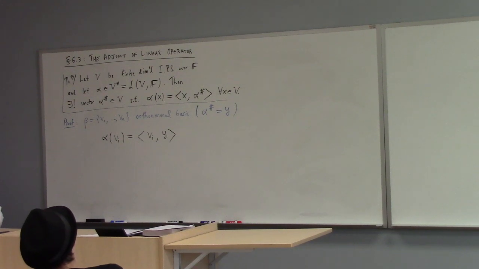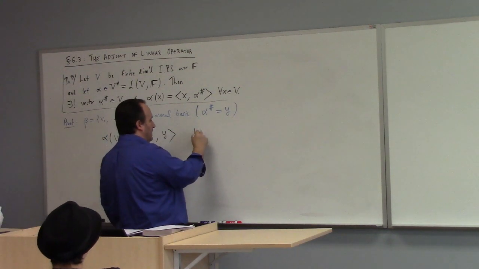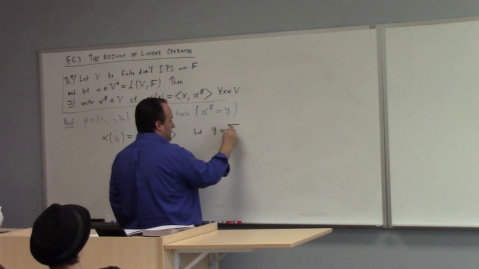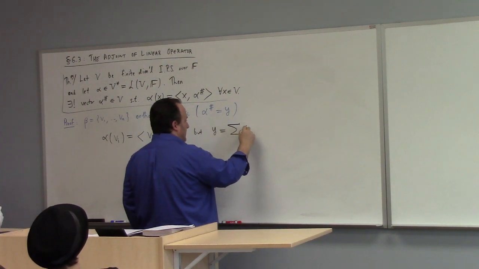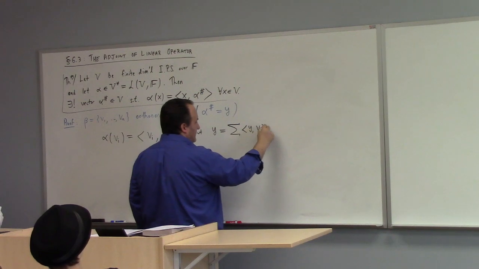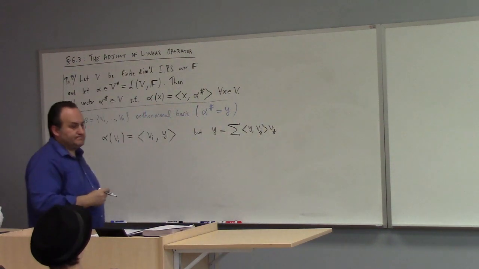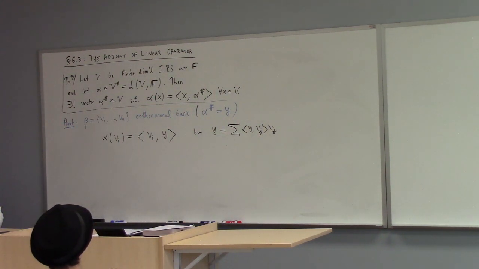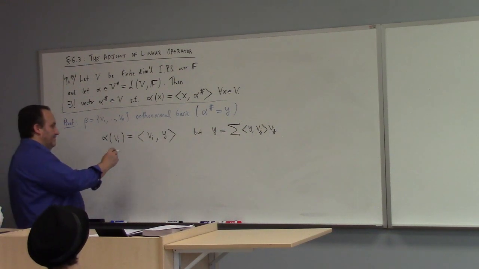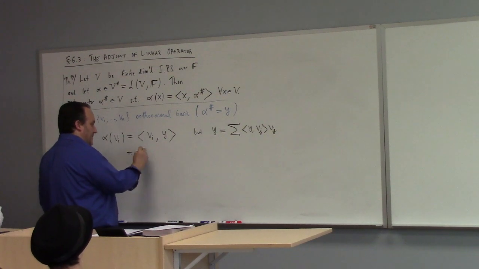But what did we also know previously? y can be written as what? The sum of y with vj times vj, right? Let me use a j here. Then did we not prove this last class? Yeah. So if I put that in, what happens then?